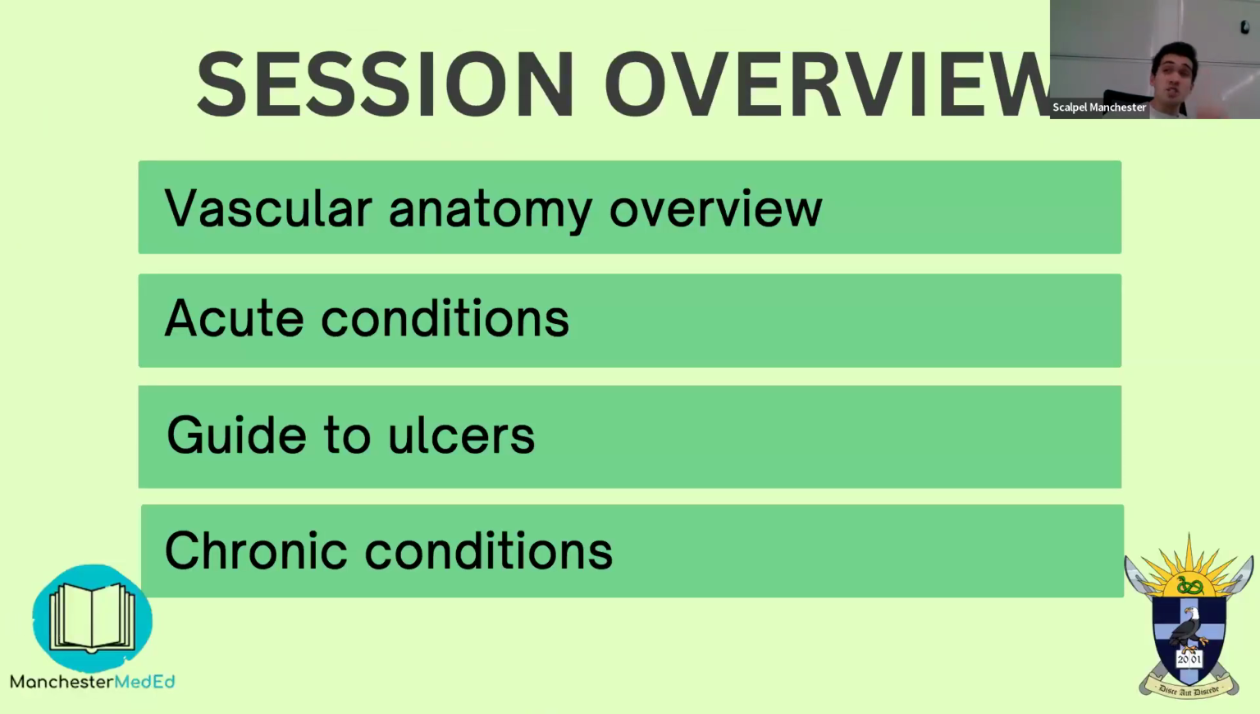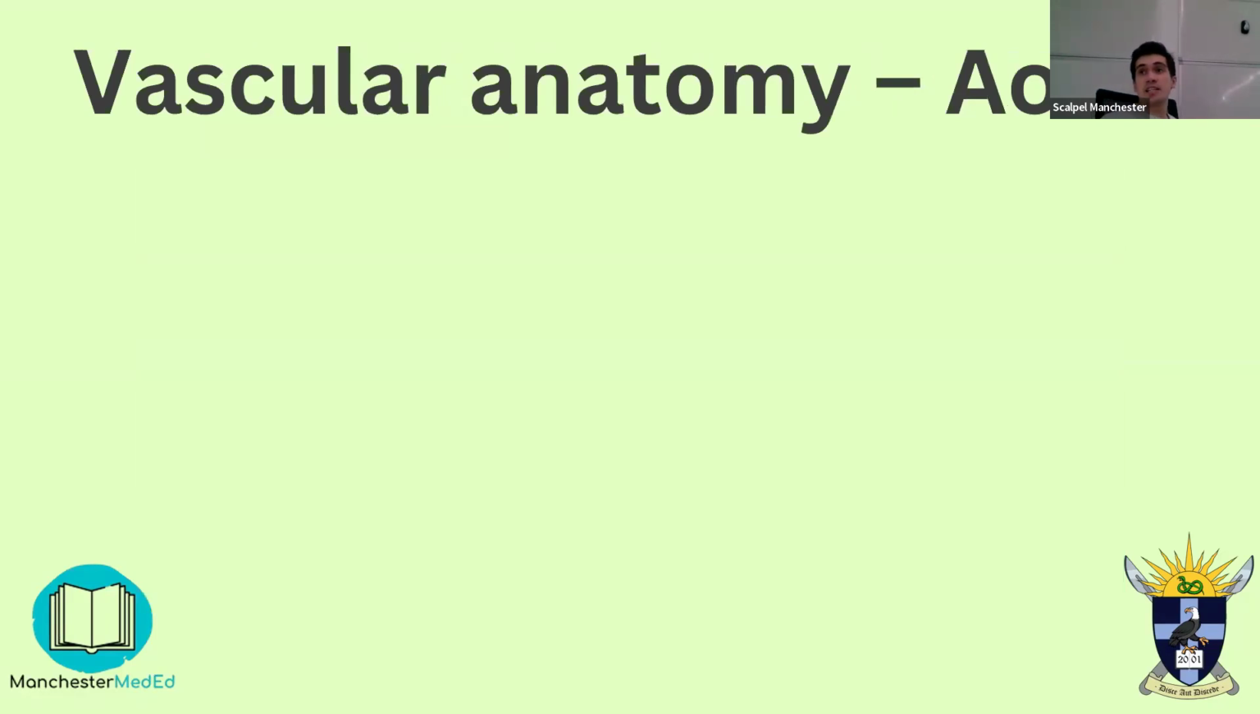The way the session is going to work, we're going to do a quick run over of vascular anatomy, a quick delve into acute conditions, a guide on recognizing different kinds of ulcers, and then chronic vascular disease and chronic vascular conditions. Start with the anatomy.